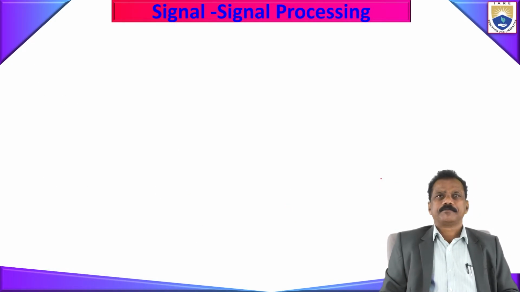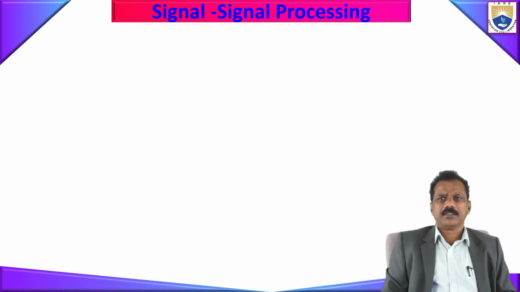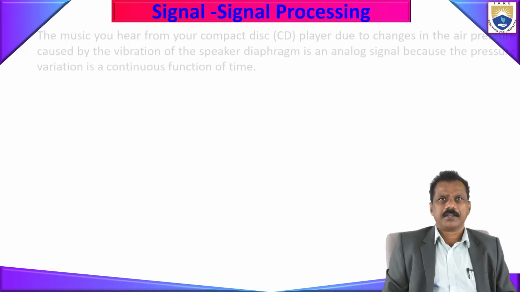Like this, we will see how signal processing happens and how the signal varies from analog signals to digital signals, from continuous time signals to discrete time signals.